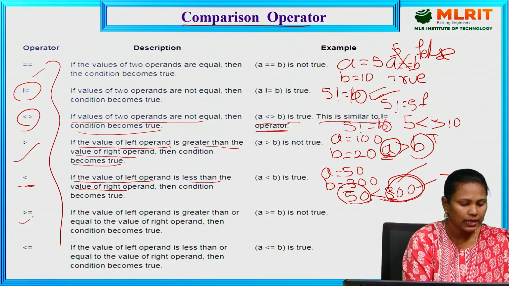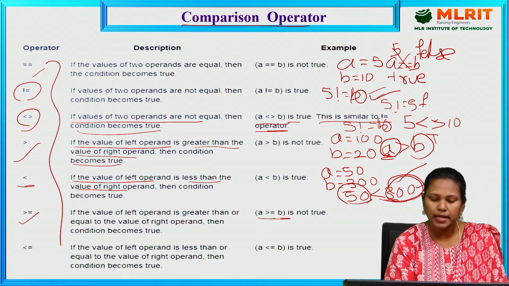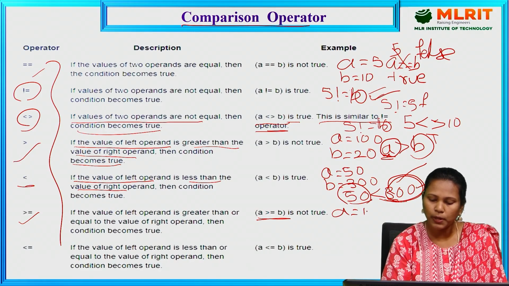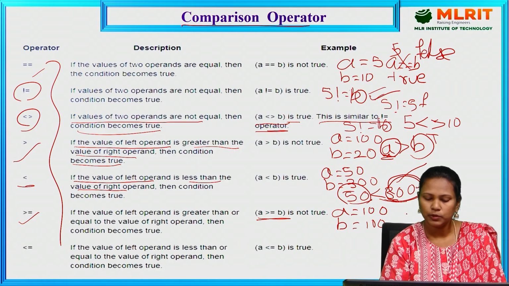The next one, greater than or equal to. It is same as greater than. A greater than or equal to B is true if it is greater or equal. So here A equal to 100, B equal to 100. So A greater than or equal to B. Yes, it is true. It is equal.